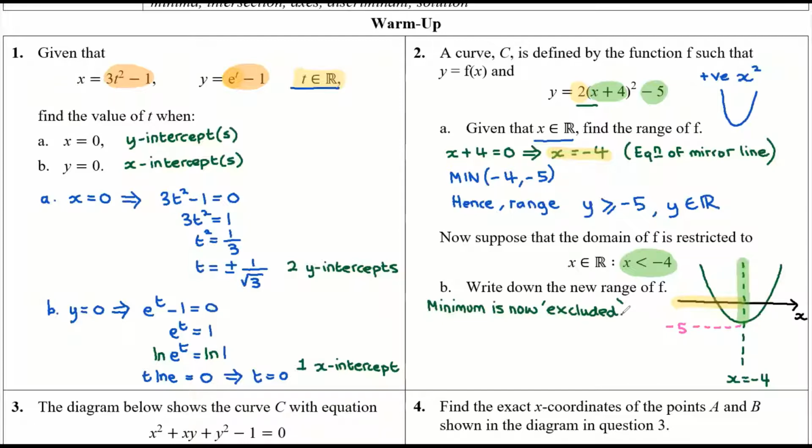Okay, so the range was almost the same because we're just taking into account the left-hand side of the minimum. So y would have to be strictly greater than -5, and y would be a real number still. Okay, so just be aware, restrictions on the domain have effects on the range.